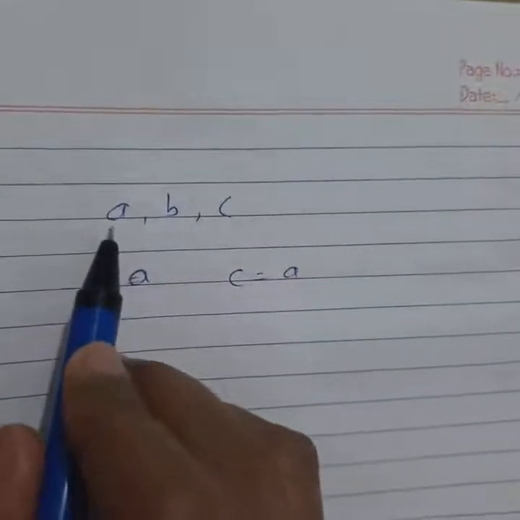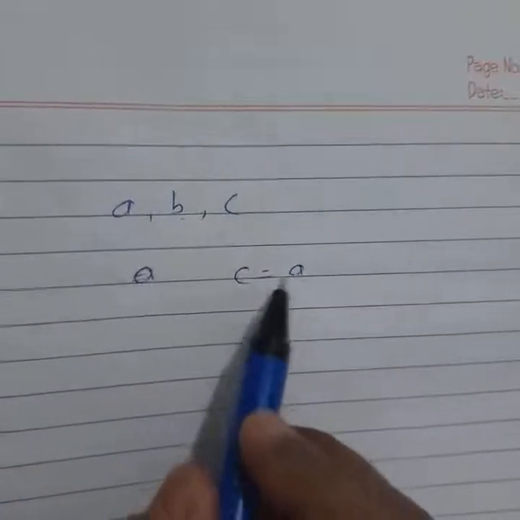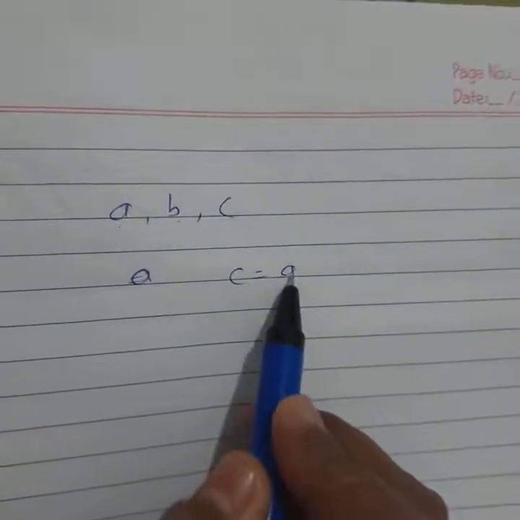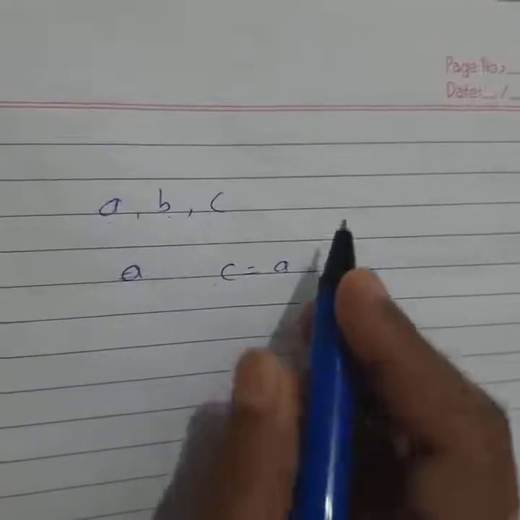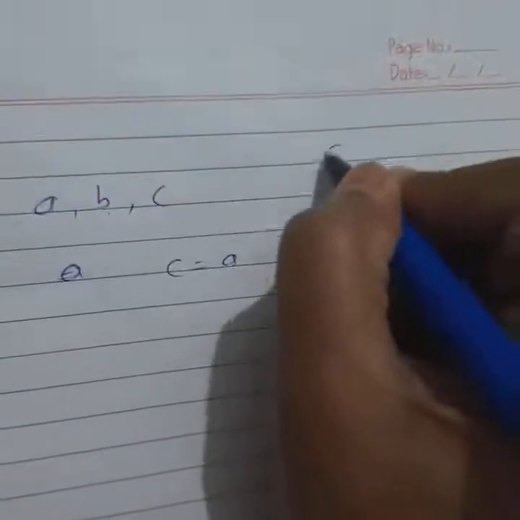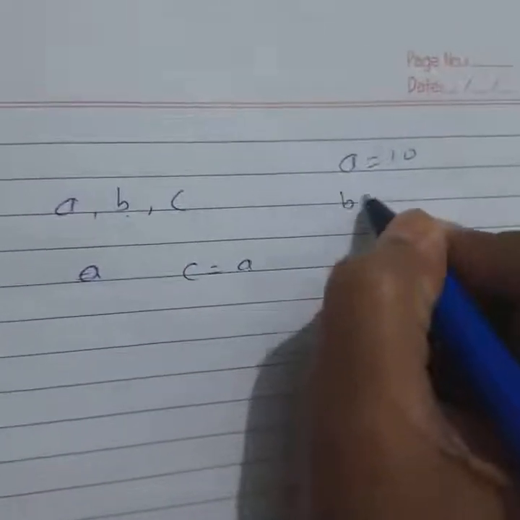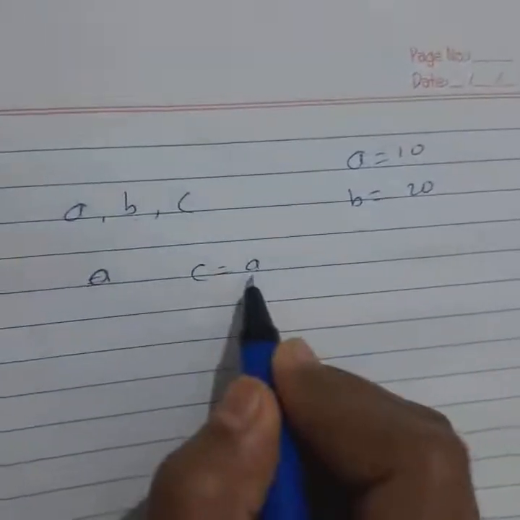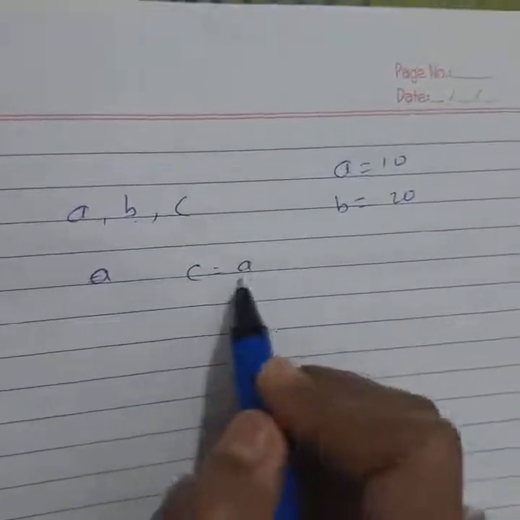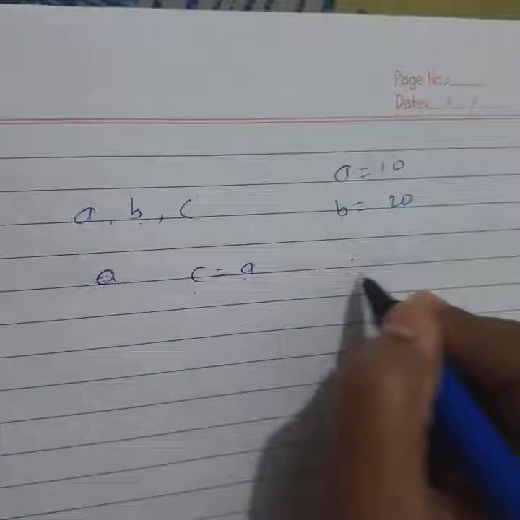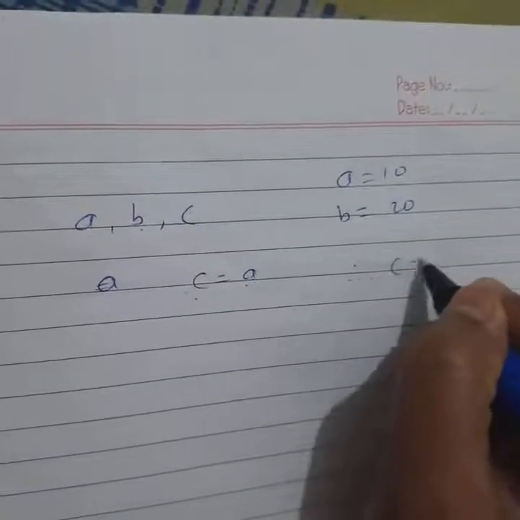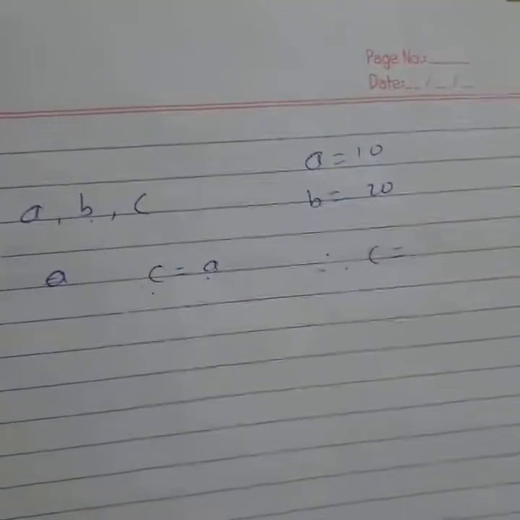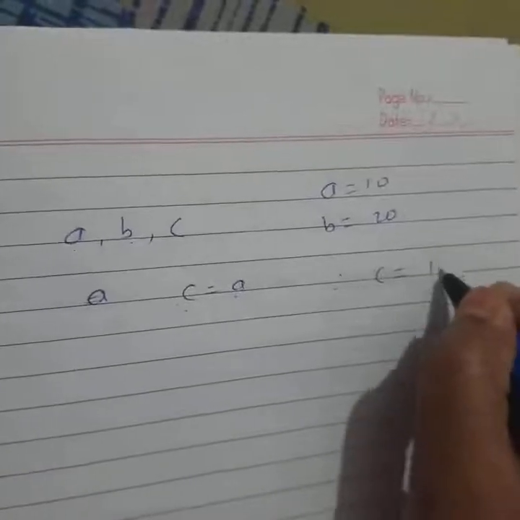Suppose I take the values of a and b. First I assign the value of a to c. For example, suppose a is equal to 10 and b is equal to 20. A's value 10 will be assigned to c, so c will get the value of a, that is 10.